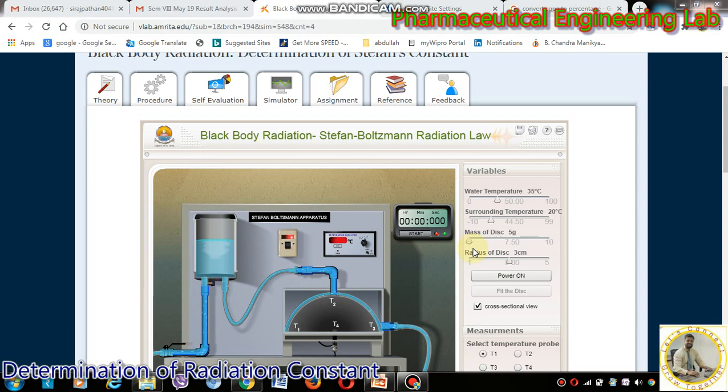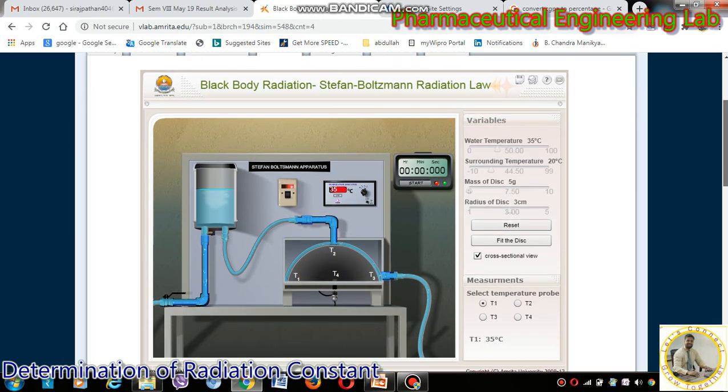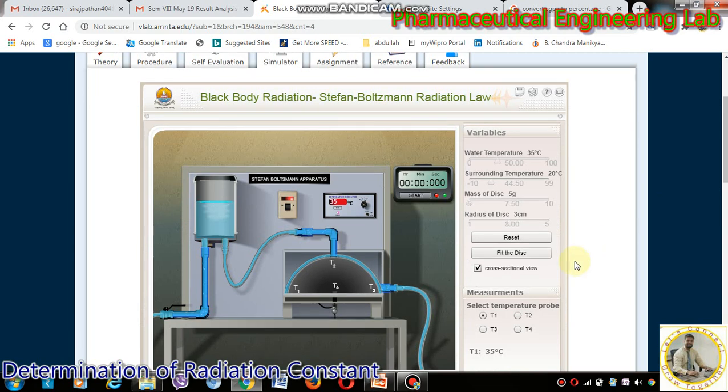You can see here, the water temperature is 35 by default, surrounding 20 degrees, mass of the disk is 5 gram, radius of disk is 3 centimeter. Okay, I am turning it on, and it's on now. The hot water is going to the hemisphere. T1, T2, T3 temperatures are changing continuously. Now T1 is at 35 degrees Celsius, T2 is also at 35 degrees Celsius, T3 is also at 35 degrees Celsius. They all reach the same value.